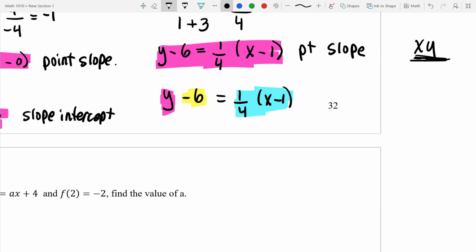Okay, what number makes this problem yucky? What number, like 1, 2, 3, 4, 7, what makes it ugly? The 4, right? Because if the 4 wasn't there, it wouldn't be a fraction anymore, right? So multiply this by 4, this by 4, and this by 4. Now look what you've got. 4 times y is 4y, minus 6 times 4 is 24.